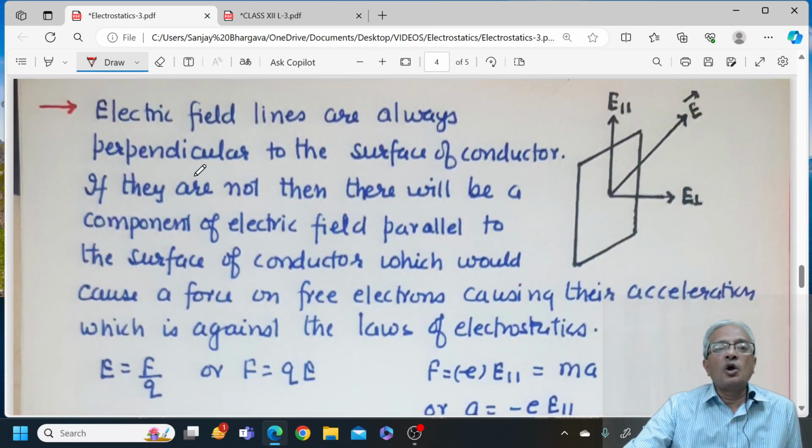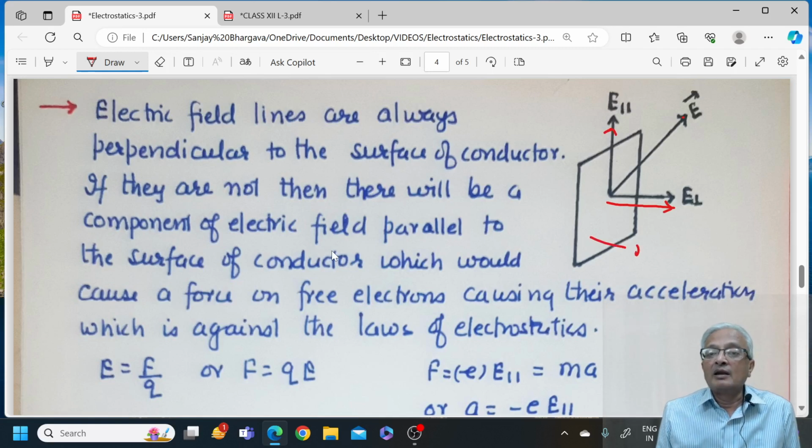Electric field lines are always perpendicular to the surface of a conductor. If they are not, then there will be a component of electric field parallel to the surface of the conductor, which would cause a force on free electrons, causing their acceleration, which is against the laws of electrostatics. So what we are saying is the electric field is always perpendicular to the surface of a conductor. Suppose in this case the electric field is like this, then what will happen? It would have two components, one perpendicular and another parallel.